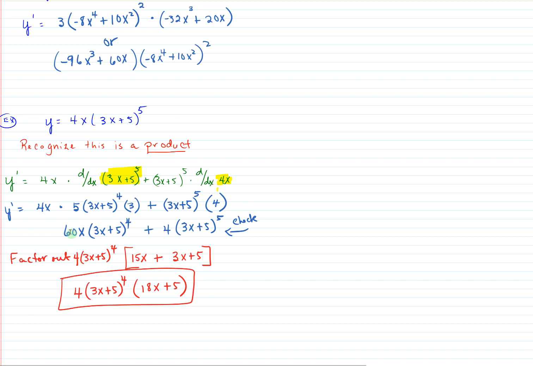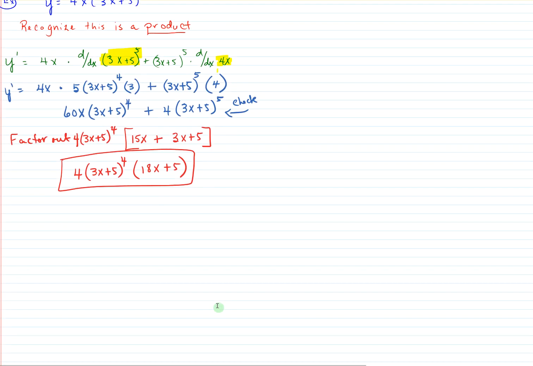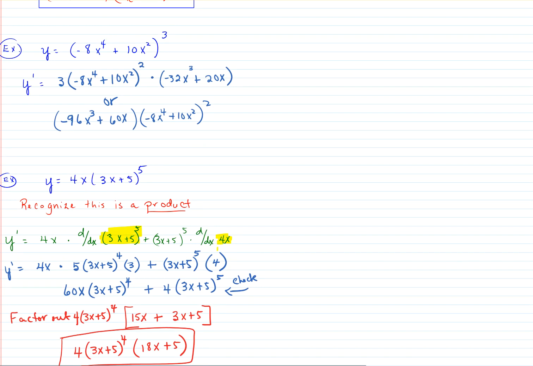So what's left when I take 4 out of 60x? That's 15x. And then this out of that leaves 1. So I'm done with that. Now 4 out of 4, that's 1. And if I take 3x plus 5 to the 4th out of this to the 5th, I'm left with one of those. So now I have this on the outside, and when I combine in here, I have 18x plus 5. So you could check and see if this is acceptable, but if not, you may have to clean it up like that. All right, let's go look at our problem sets.